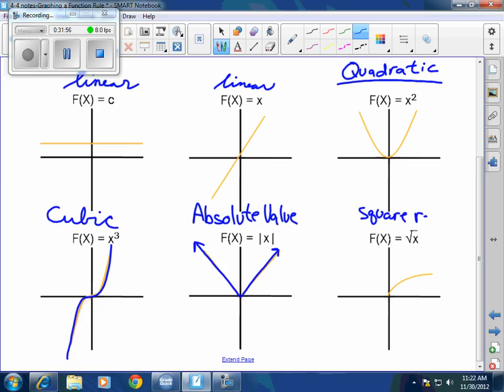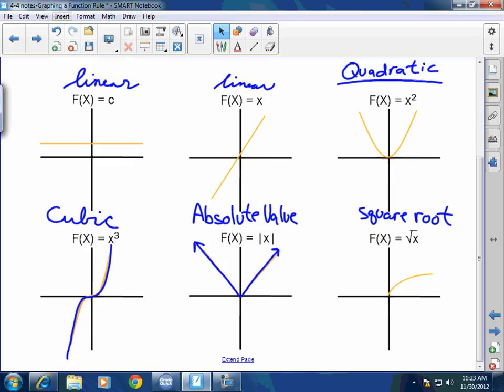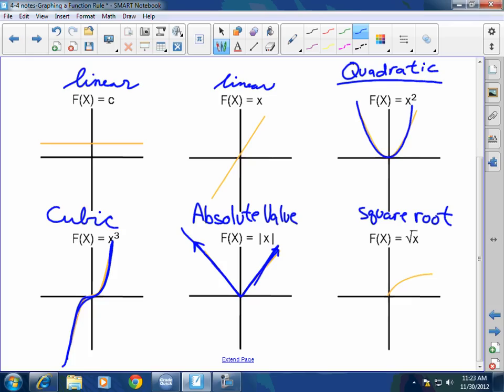You don't have to know anything about these except for the general shape of them, so that when you are plugging in values into stuff with these notations, you actually know what the end result is going to look like. If I have a squared, I'm going to have a U. If I have a cube, I'm going to have this funky looking S. If I have an absolute value, it's a V. If I have a square root, it's kind of like half of a U. That's the only thing you need to know right now.